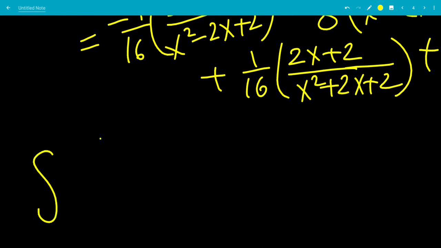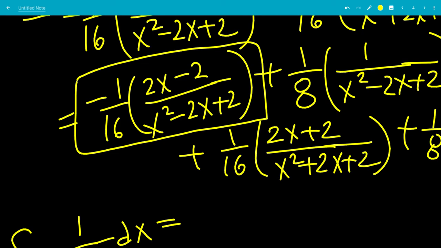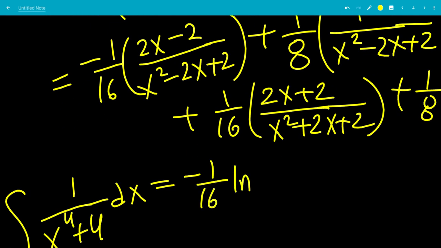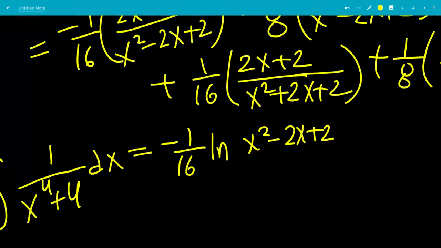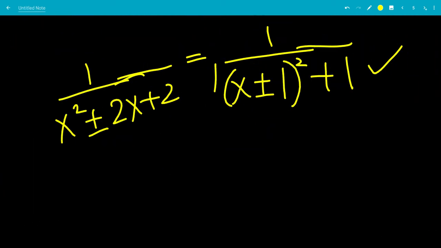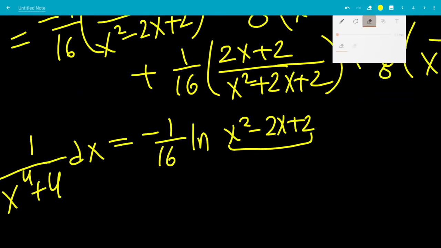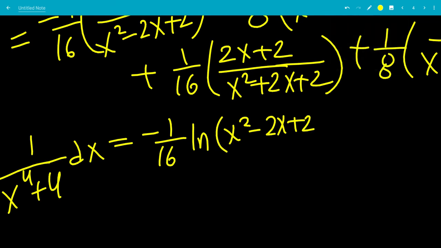So we're going to integrate 1 over x to the fourth plus 4. Okay, so let's look at this one first. This is negative 1/16 ln, because it's 1 over u du. So it'll be ln of x squared minus 2x plus 2. Now, do we need plus or minus? And the answer is no. Because if you look at x squared minus 2x plus 2, we just found out it's factorable. So this expression is bigger than or equal to 1. So that means it's never negative. It's not factorable, but it's bigger than or equal to 1, which means that we don't need absolute value.